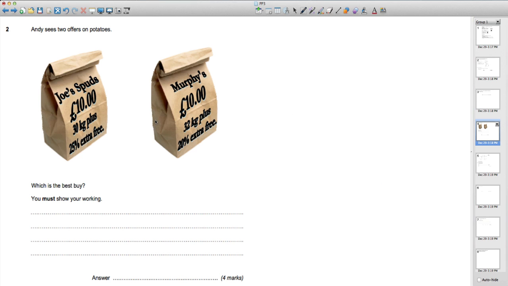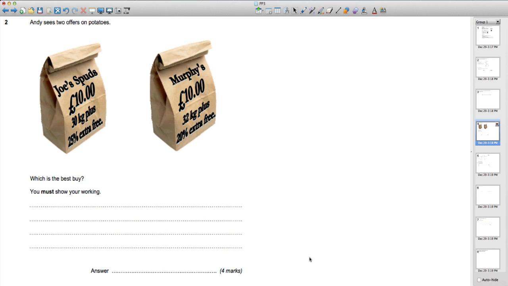Okay, next question. It's a best buy type of question. Andy sees 2 offers on potatoes, Joe's spuds and Murphy's spuds. Which is the best buy? You must show your working. Okay, this is a very straightforward question. It's just about showing our working. I'm going to go down this side of the page just so I've got more space. So firstly, start off with Joe and do some working. It's £10 for 30 kilograms plus 25% extra free. Okay, so it's £10 and you get 30 kilograms and 25% extra free.